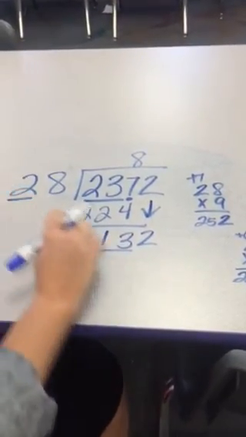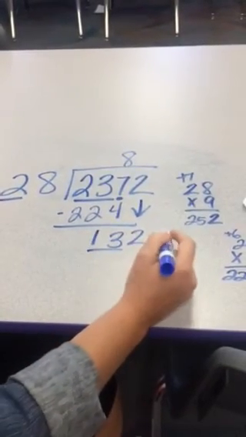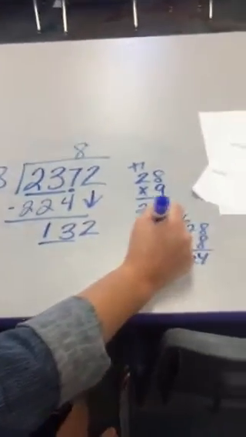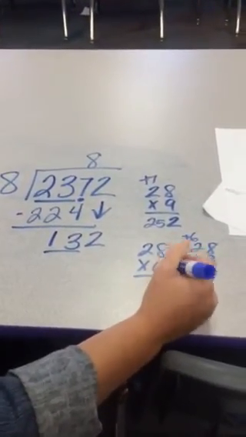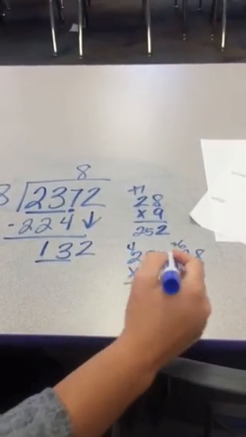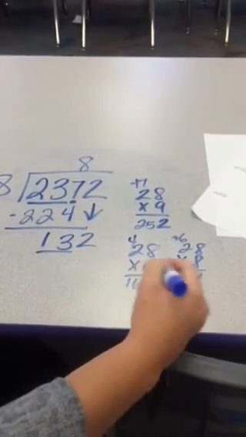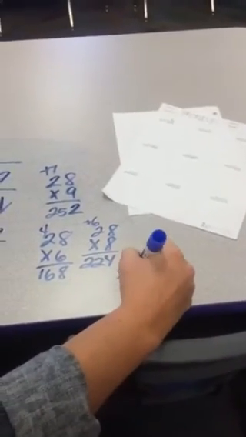How many times can 2 go into 13? It can go into 13 6 times. So I'm going to try 28 times 6. Okay, 6 times 8, 48. 6 times 2, 12, plus 4 is 16. Too big. All right, so I'm going to try 28 times 5 now.